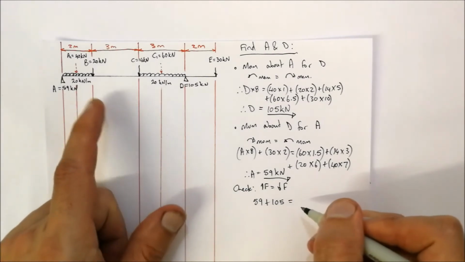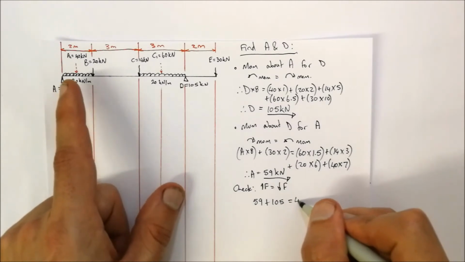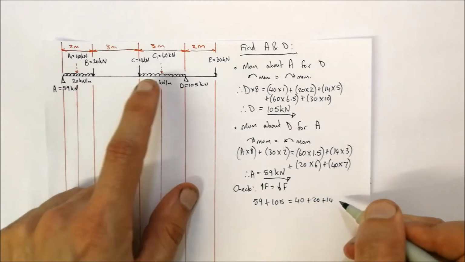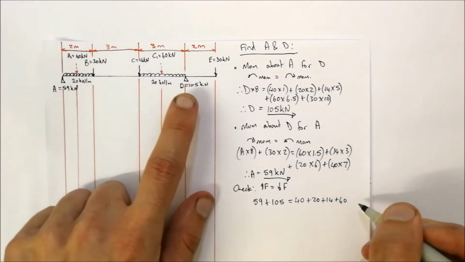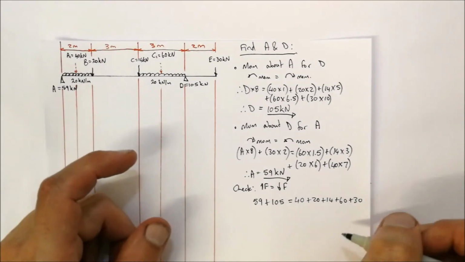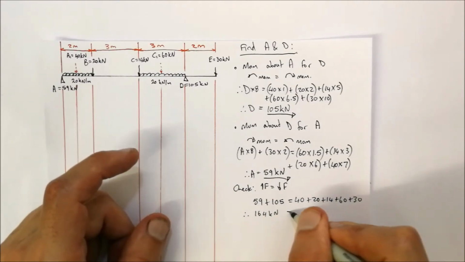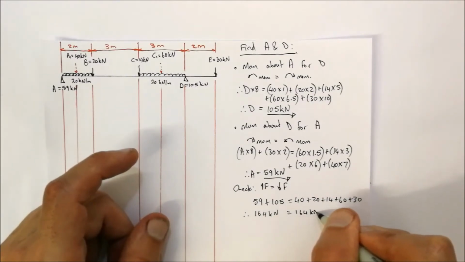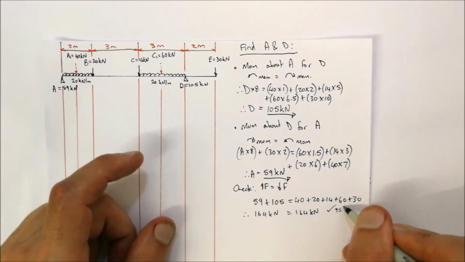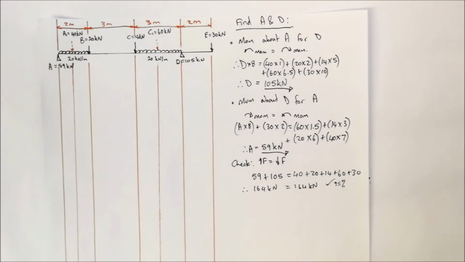Let's look at the downward forces. We've got a 40 over there, a 20, a 14, a 60, and a 30. Therefore, 164 kilonewtons is equal to 164 kilonewtons. So there's a 95% chance that we are correct with our calculations.